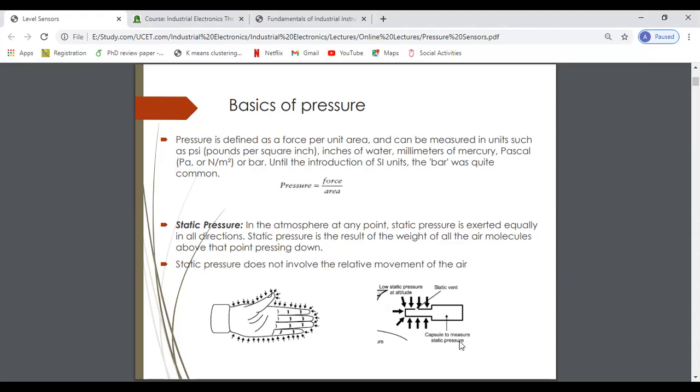Like the capsule used to measure static pressure, this is the capsule on which the pressure of air acts, and low static pressure at altitudes, a static vent is present, and the capsule measures static pressure in the free atmosphere. Then air molecules exert pressure at all the points, pressing it downwards.